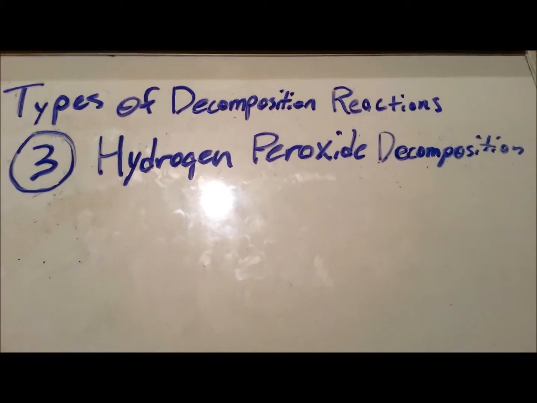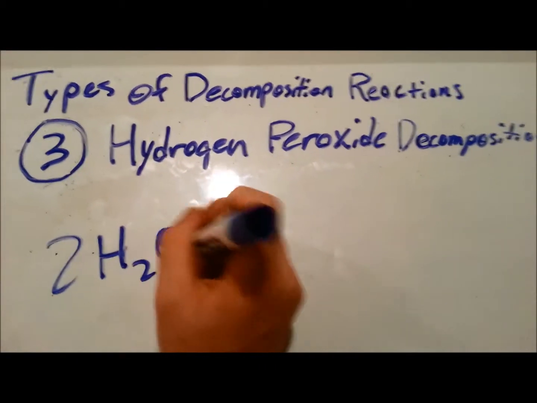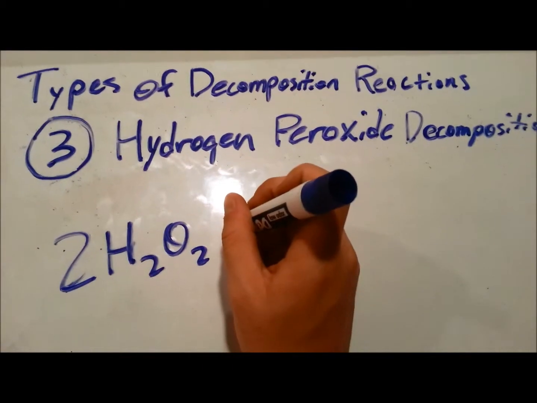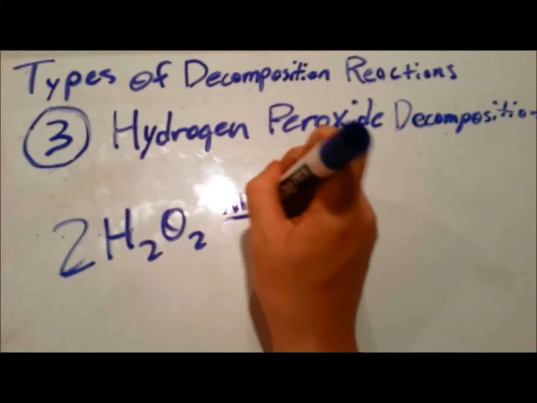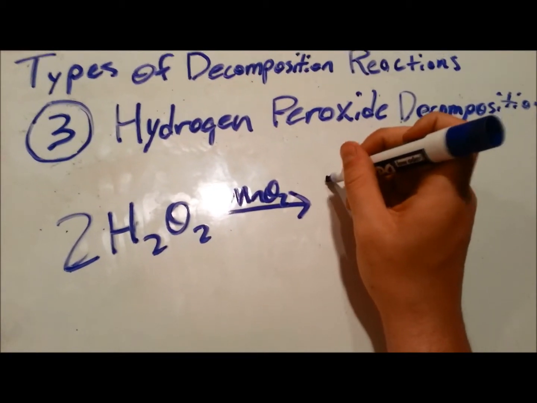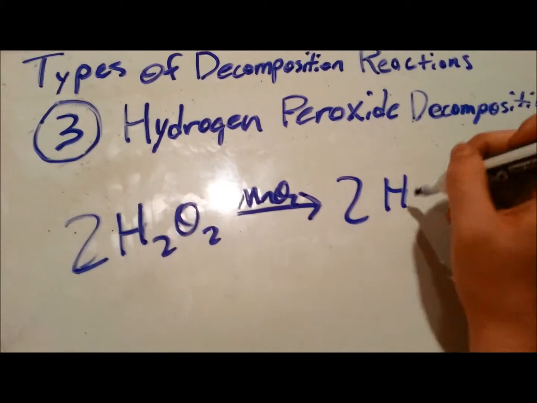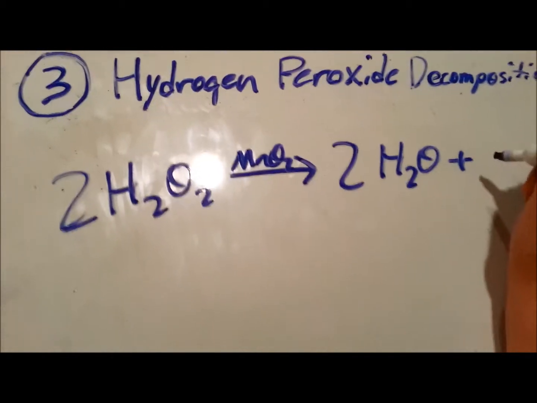The final type of decomposition reaction is the rarely used hydrogen peroxide decomposition. So you'd start with 2H2O2, which is hydrogen peroxide, and then using a catalyst, in this case MnO2, you're left with 2 water molecules, 2H2O, and 1 diatomic molecule of oxygen, O2.